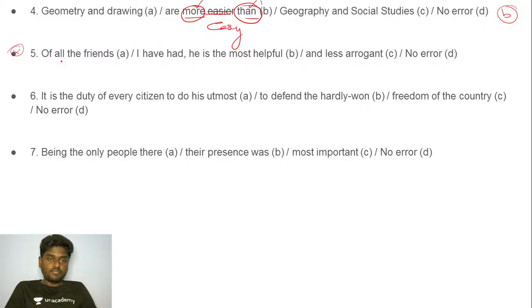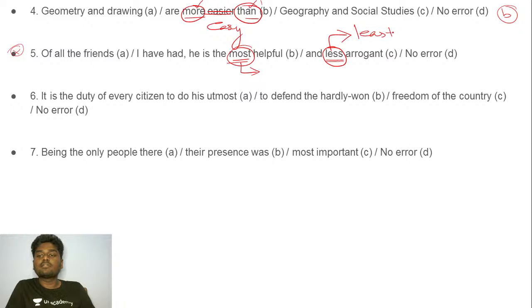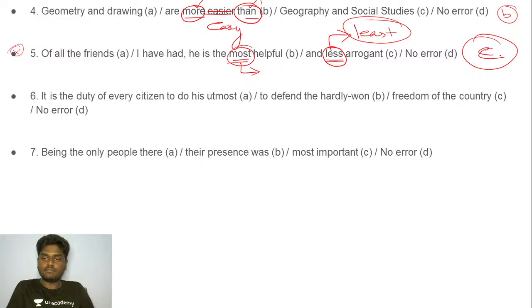So definitely for the fifth one, if you see, of all the friends I've had, he is the most helpful. Here you are using a superlative degree, "most". If that is the case, then in part C, it should not be a comparative, "less". It should again be a superlative one. So he is the most helpful and the least arrogant. This should be replaced with another superlative term. It should not be "less", it should be "least". So the error is with option C. Option C has the real error here. Okay. Clear, guys? Clear, everybody?